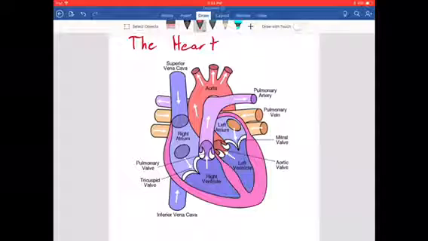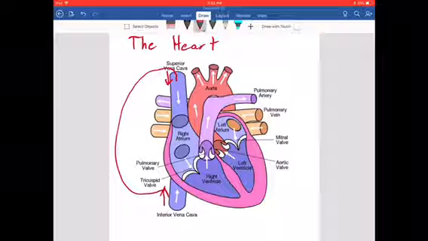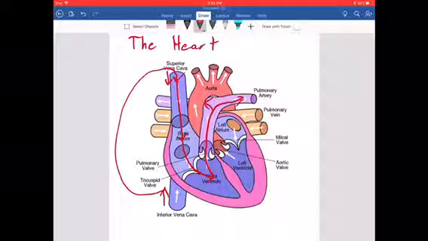Alright, so now we're going to talk about the pathway of blood. The pathway of blood starts down here at the inferior vena cava, going up to the superior vena cava, and blood gets pushed down through the superior vena cava into the right atrium. The right atrium then pushes blood through to the right ventricle, which then pushes blood from there up into the pulmonary arteries, which transport blood to, you guessed it, the lungs.